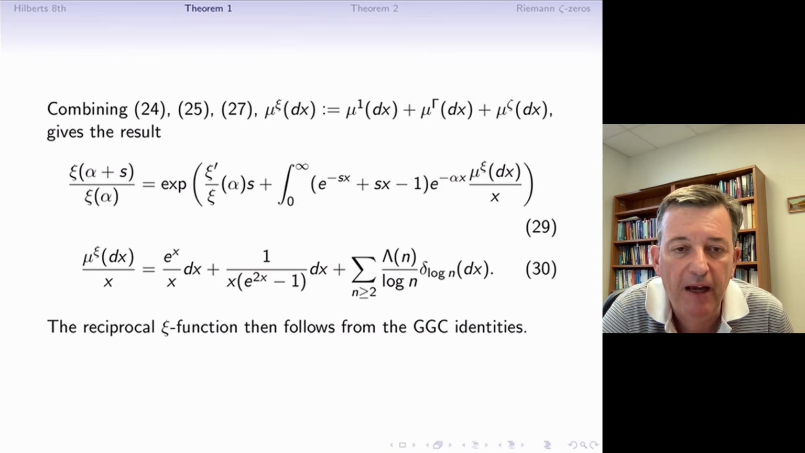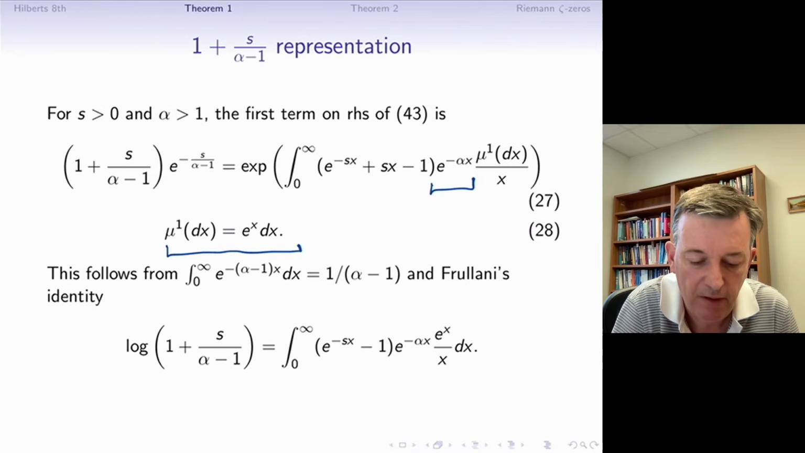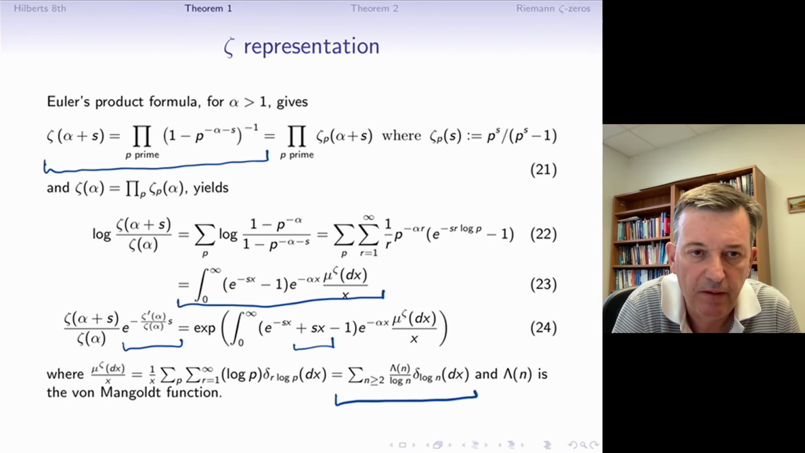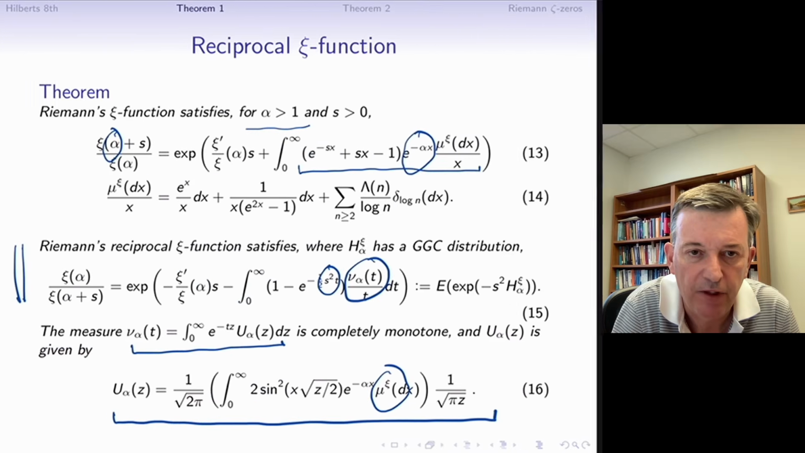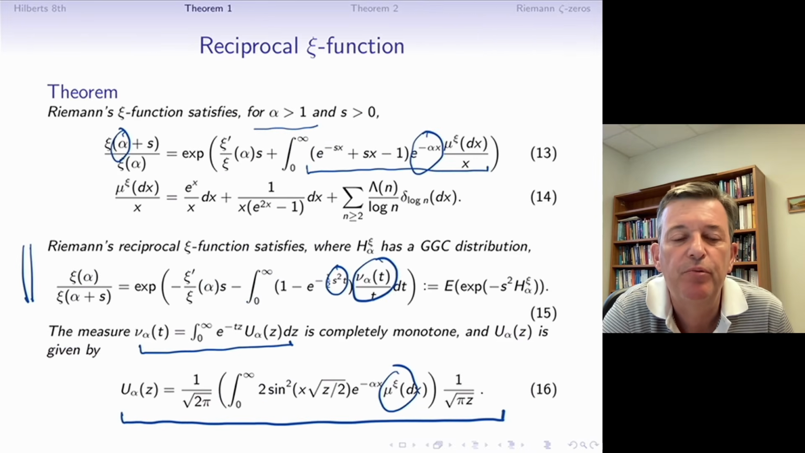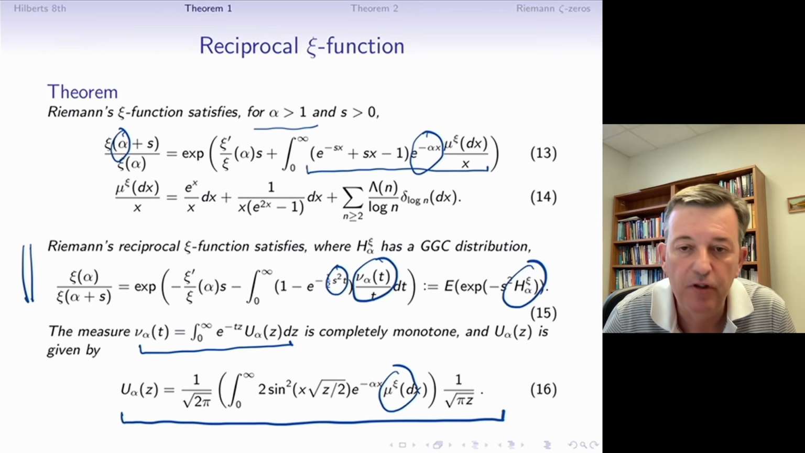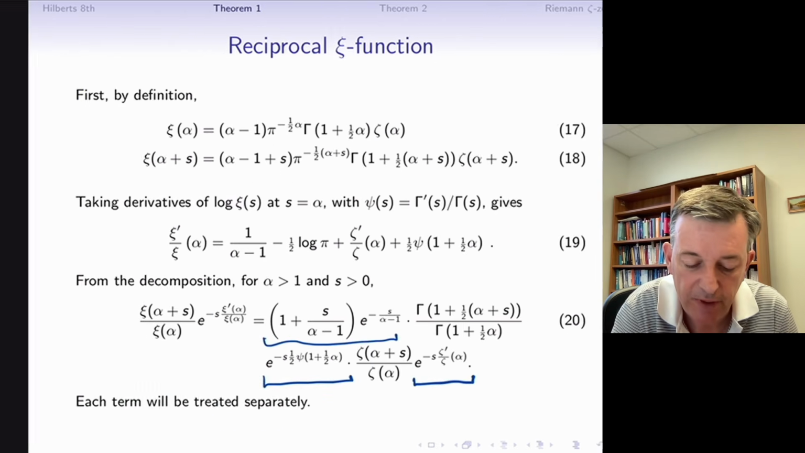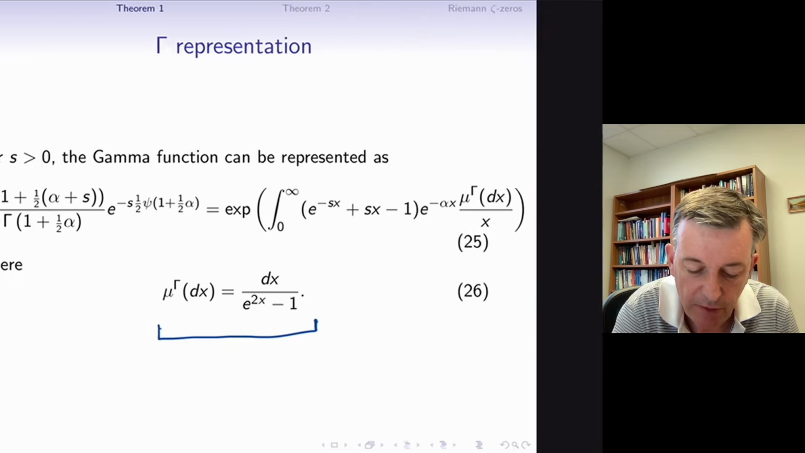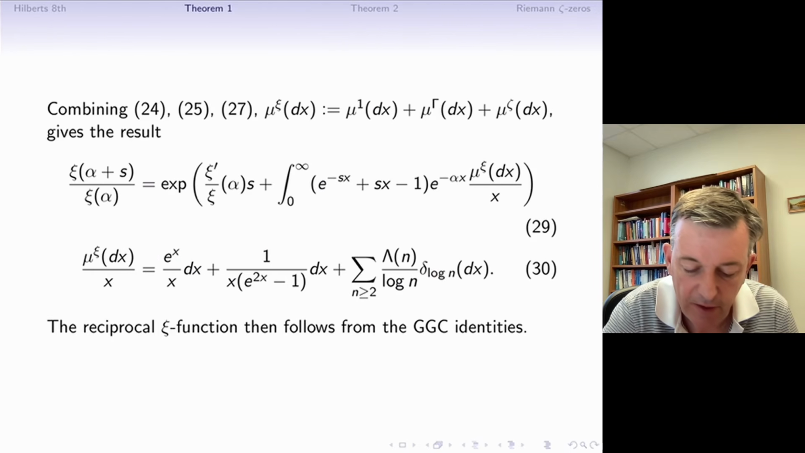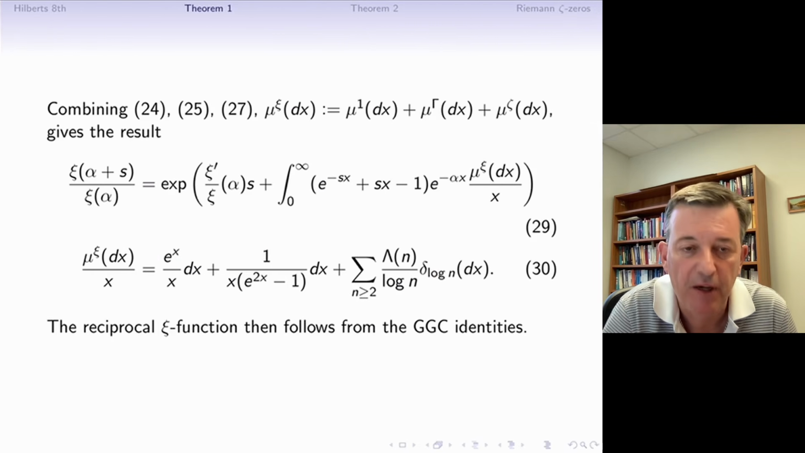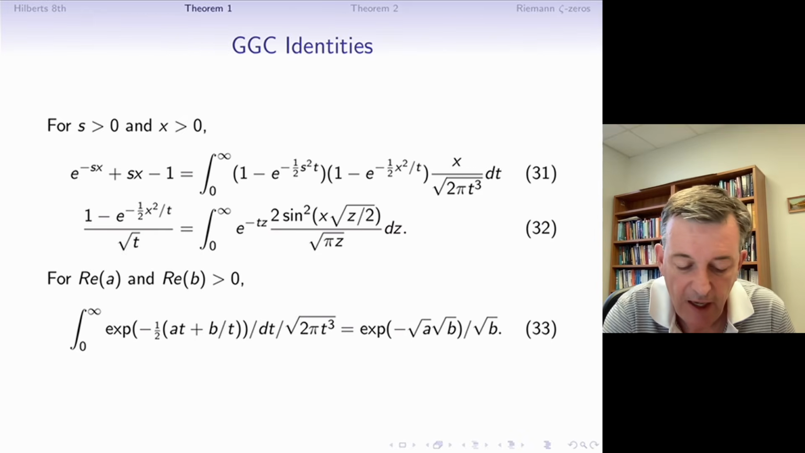And if you remember back to theorem 1, if I go all the way back to theorem 1, we've essentially proved 13. We now have to go and prove 15. So we have to look at the reciprocal psi function and essentially find this GGC random variable h. So how do we do that? So there's the first part of part B.